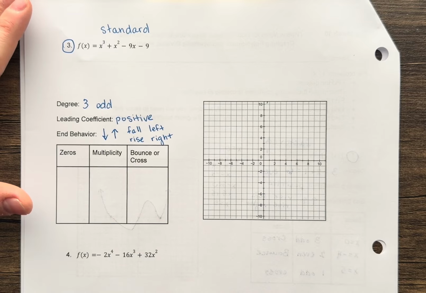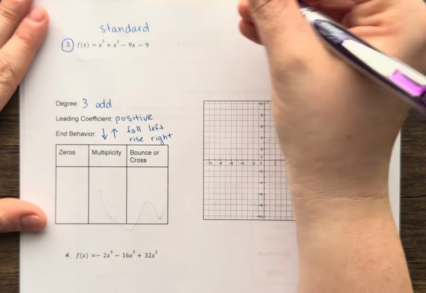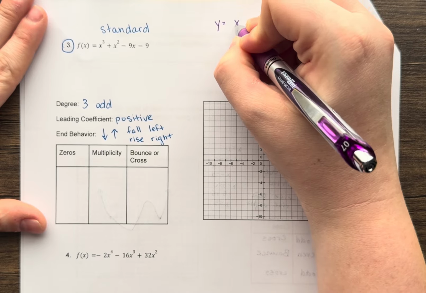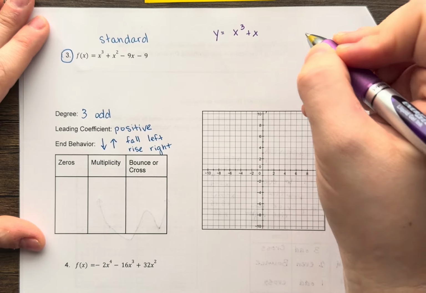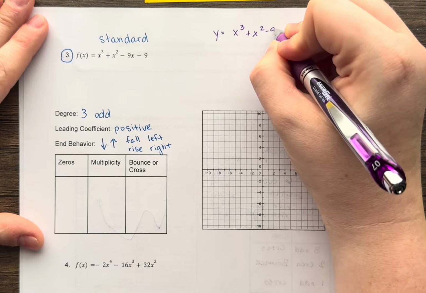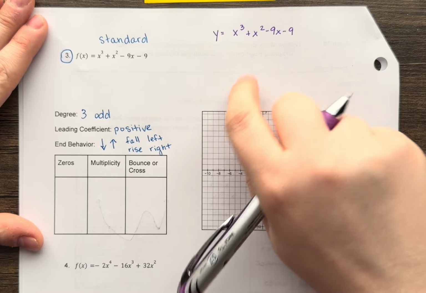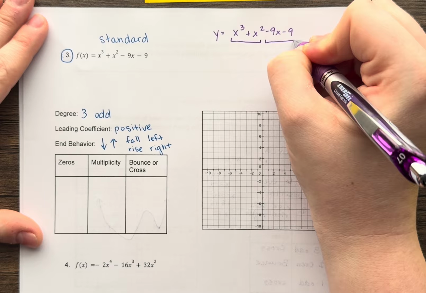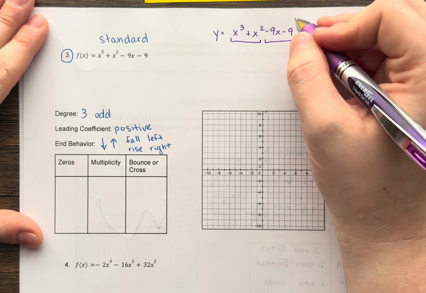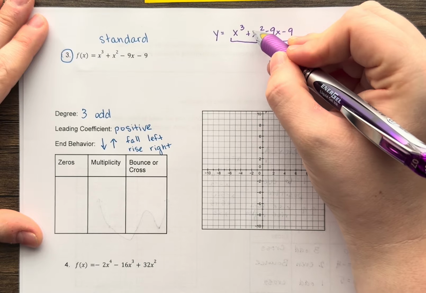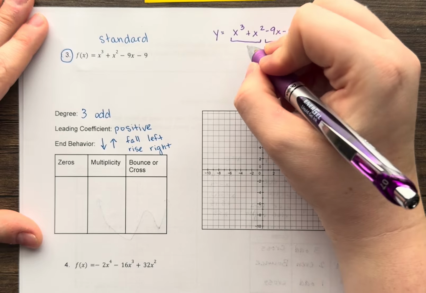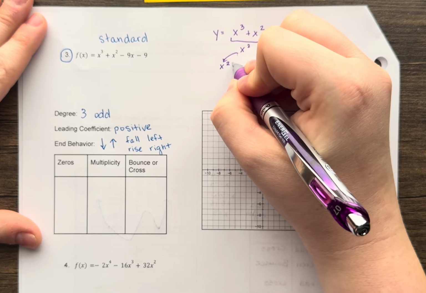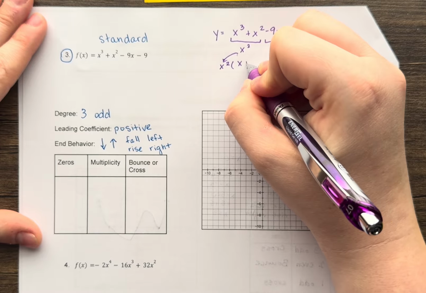All right, so now to do anything else, we're going to need to factor this. So let me rewrite it over here. So if we have y equals, or f of x equals, x cubed plus x squared minus 9x minus 9. We notice we have 4 terms here, so we're going to start by factoring by grouping. Group those first 2 terms together, group those second 2 terms together, and we'll be looking to get a GCF out of each group. So for that first group, our GCF is x squared. So we'll pull that out in front, x squared. And then what we're left with is x plus 1.